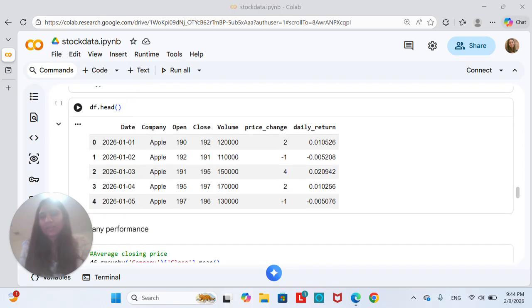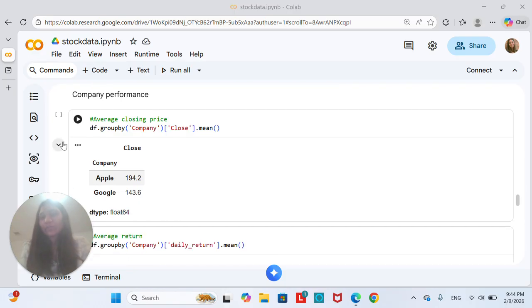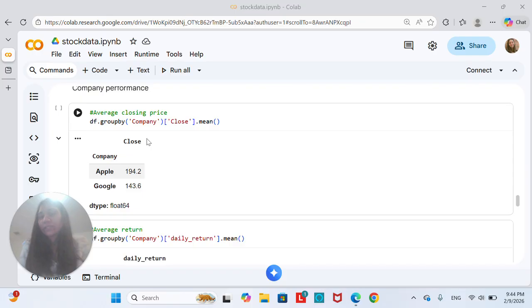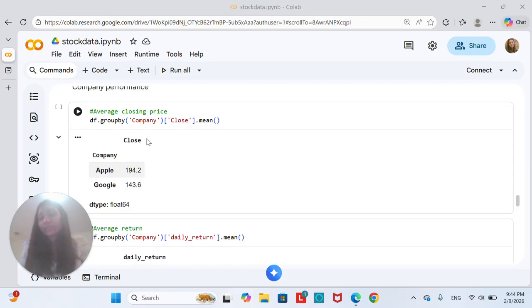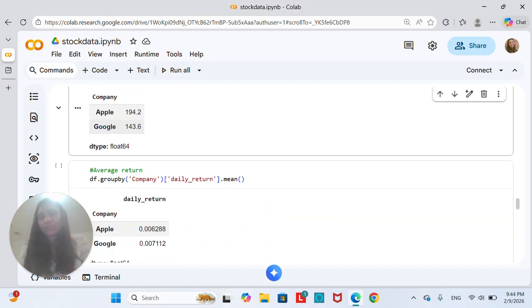We'll check the data again with df.head, and we see the price change and daily return columns over here. Now we can do the performance analysis, right? First we look at company performance, and we get the mean of it. For the companies' close prices, we see that Apple has 194 as the closing stock price, and Google 143. So which one is better? We can understand that just by looking at the close price data, right?